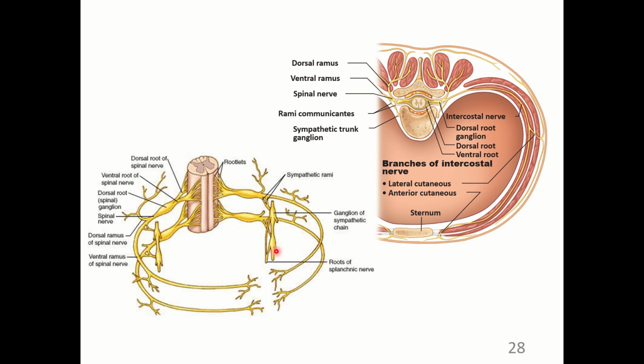Here are the rami communicants that are going to be involved in the sympathetic nervous system activation of the autonomic nervous system. This will be important in fight or flight. We will talk about that in the next chapter.